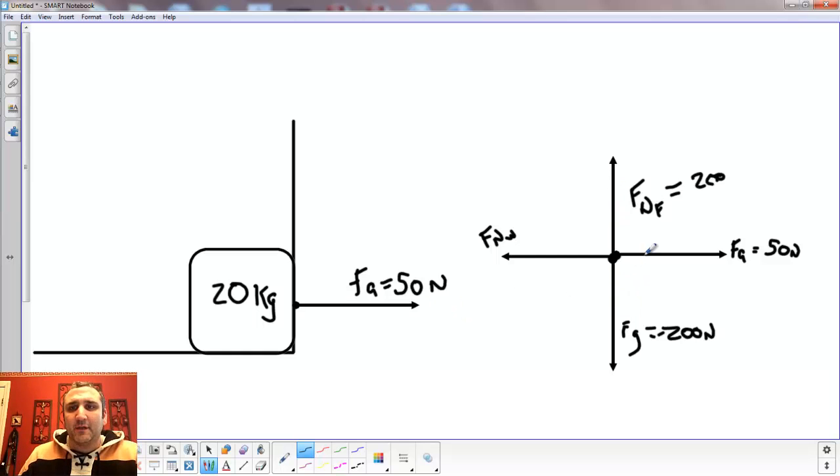It also can't accelerate horizontally. So if we've got 50 newtons going to the right, we have to have exactly 50 newtons going to the left. And when we have left, we say negative. So you've got negative on the bottom, negative going to the left, positive going up, and positive going to the right. So this is a typical situation where you're being forced into the floor by gravity and forced into the wall by the applied force.